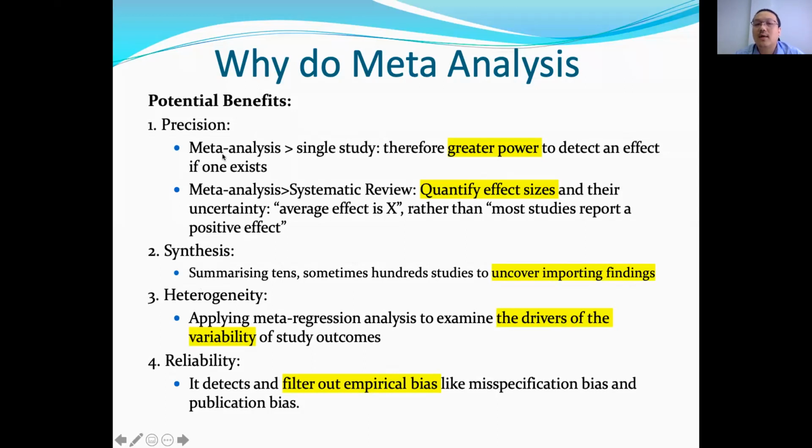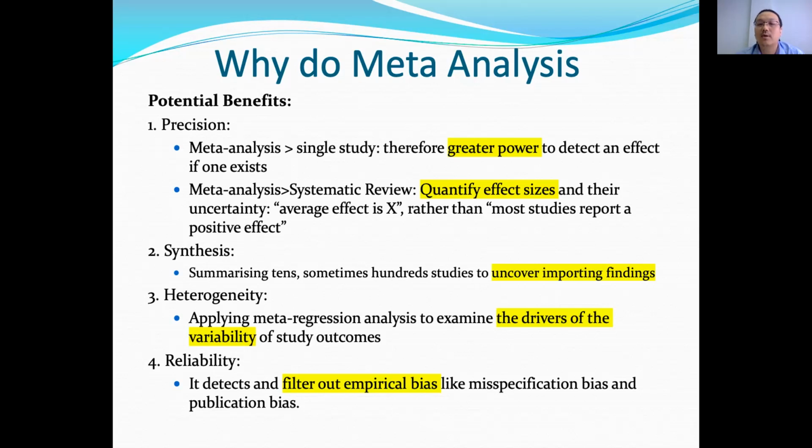Precision, because it is compared to a single study, a single research paper that's writing on FDI and economic growth. Meta-analysis pulls the available research on the topic from different sources. It can be hundreds of articles on FDI and growth to come up with the conclusion of whether FDI promotes economic growth, right? So rather than one single study, it tests from a pool of research to come up with a cumulative result.